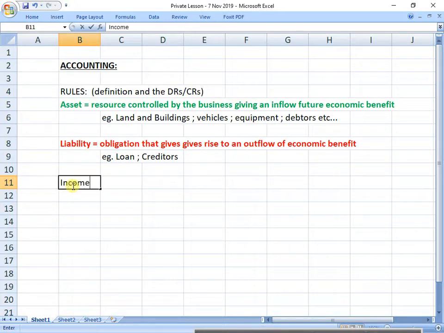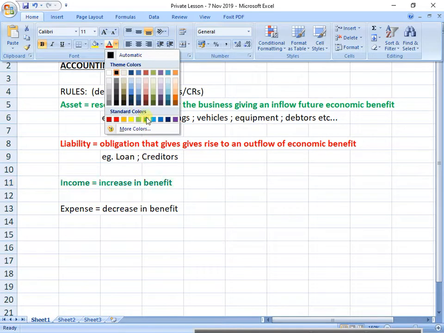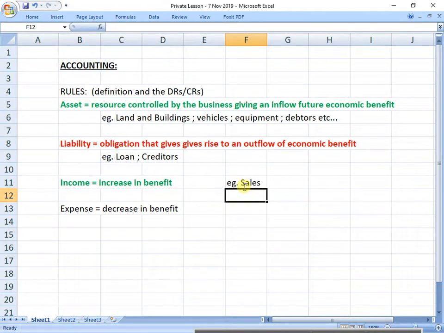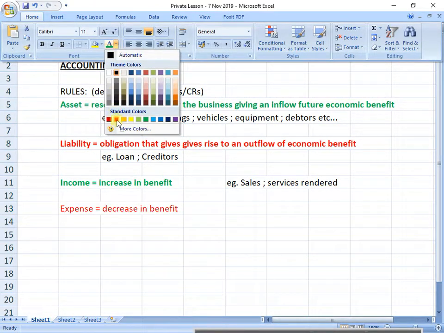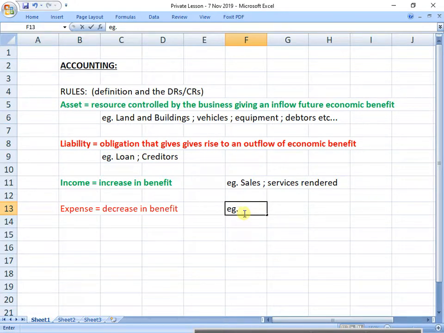Okay. You get 4 others: income, increase in benefits; expense, decrease in benefits. These are easy ones. Income is good, right? Because you get something, it's favorable, it's positive. Example there, sales. Maybe services rendered. Expenses, things that we're going to have to, inverted commas, lose. Things that we don't get. Things that we have to give up, basically. So things that we would lose out on, maybe rent expense. You have to pay it, or rent paid. Wages would be an expense for the business because they've got to pay their employees. Other things, water and electricity.